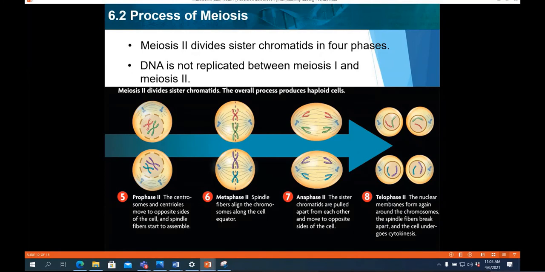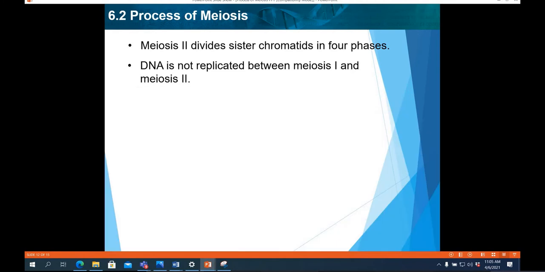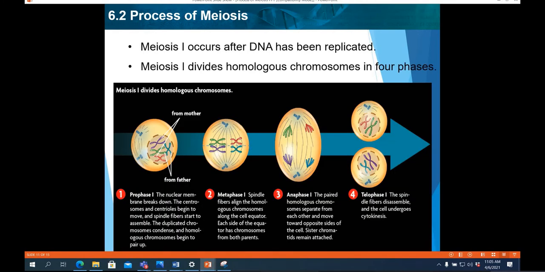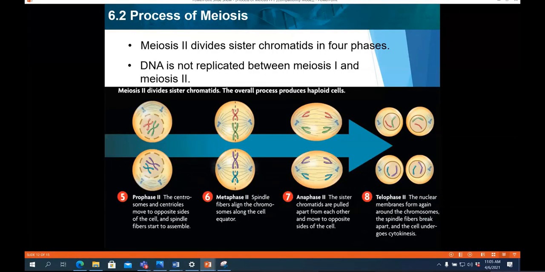Okay, let me also show you what happens in meiosis 2, and then you can ask me questions. These are the 4 stages which we just checked in meiosis 1. Now let's move on to the second stage of meiosis, which is meiosis 2. Meiosis 2 divides sister chromatids in 4 phases: again prophase 2, metaphase 2, anaphase 2, and telophase 2. DNA is not replicated between meiosis 1 and meiosis 2. The DNA still remains the same. So meiosis 2 divides sister chromatids, and the overall process produces haploid cells.